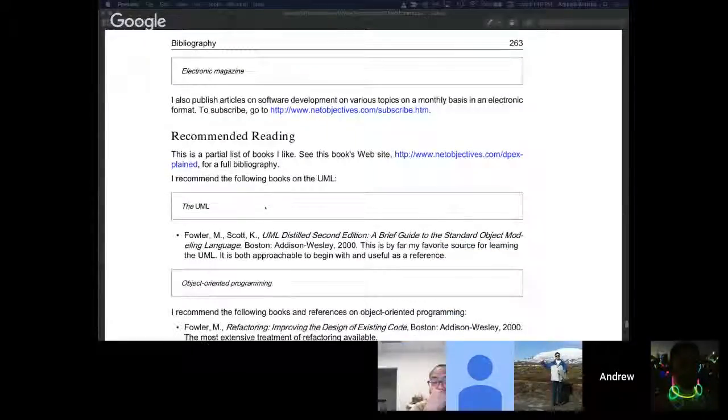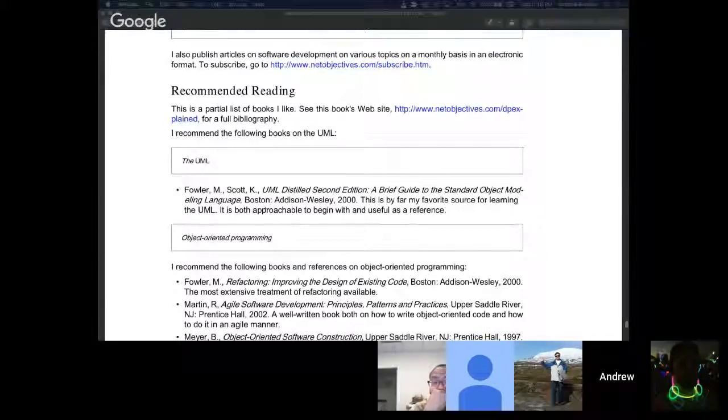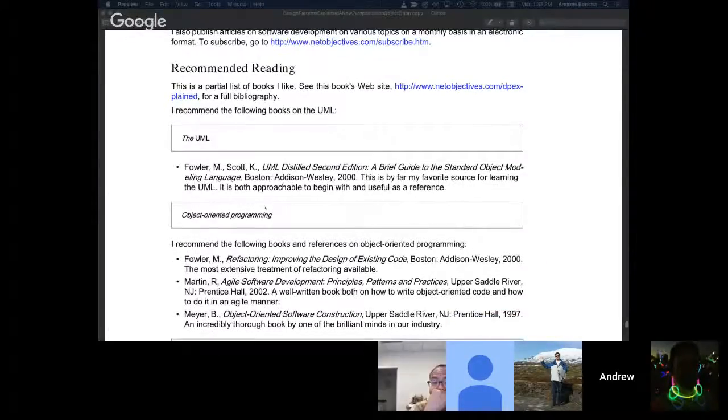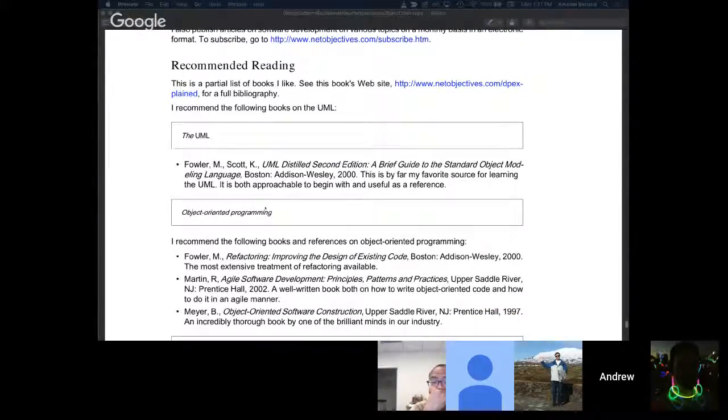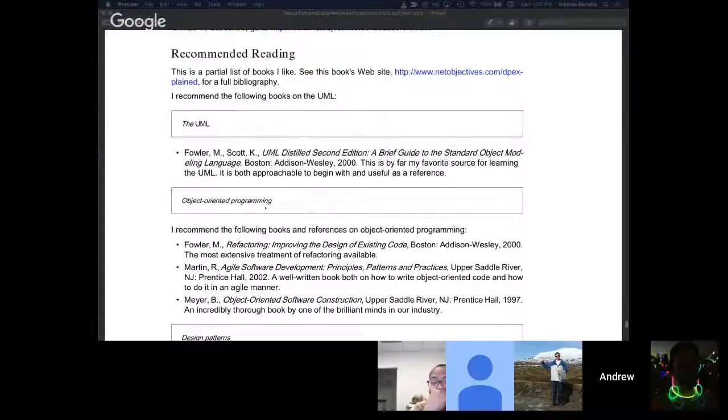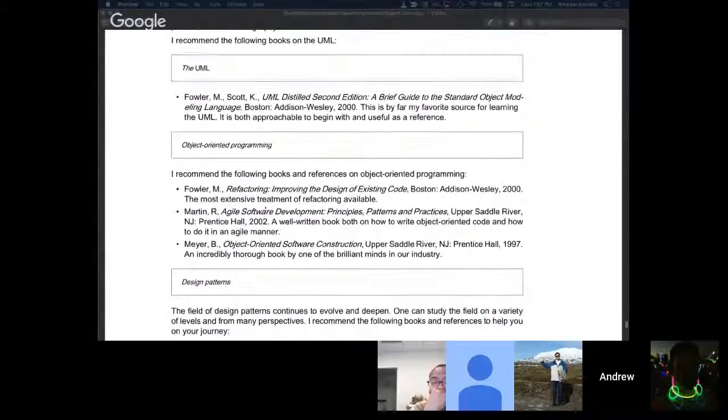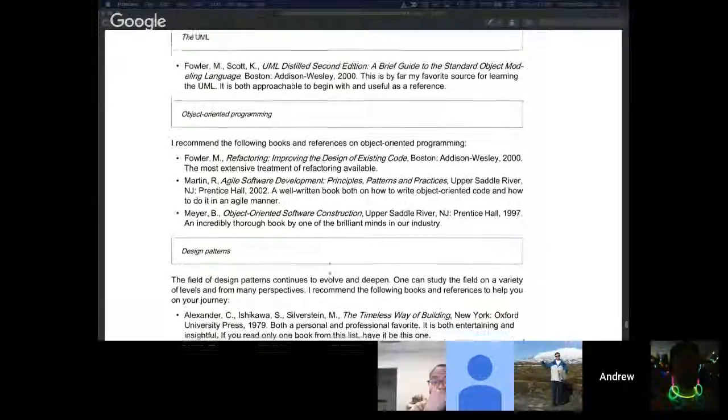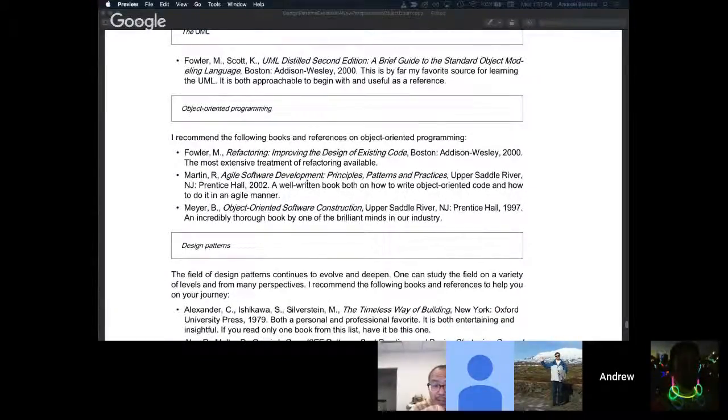Let's see. Recommended readings. UML by Martin Fowler, UML Distilled. That's a great book. That's the one I said I loaned out, the second book there. Oh yeah. Well, the title lies, because it's really extreme programming by Uncle Bob. And it's worth us perhaps exploring.